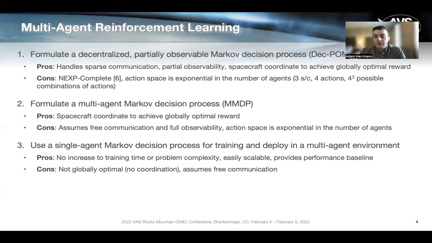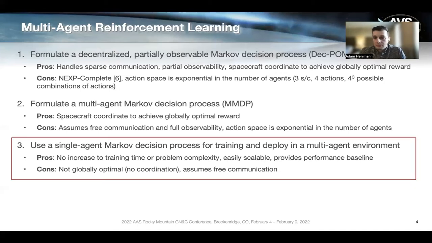The last option, and the one that we use, is to train a single agent MDP, and then take that agent and deploy it in a multi-agent environment where each spacecraft has its own independent decision-making agent trying to image and downlink targets. So there's no increase to training time here. There's no increase to the problem complexity. And another really great thing is that it can scale to any number of spacecraft. It can also be used to provide a performance baseline if you'd like to compare it to items 1 and 2. However, it's inherently not going to be globally optimal because there's no coordination between spacecraft. And it also assumes free communication.